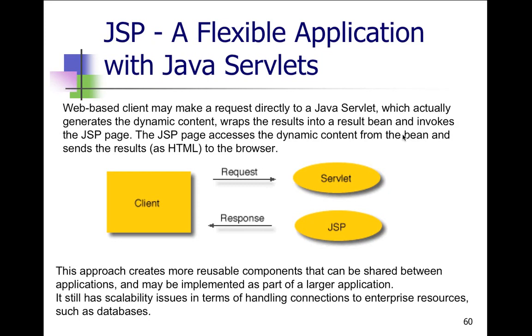Here's an example of a flexible application with Java servlets. So we have the client, we request to the servlet, and the JSP comes back with the response to the client. We break it out into separate JSP pages and separate servlets so that we can have the servlet do the work and use the JSP to deliver the content back to the client. This is what you're going to be doing in one of the assignments that we have for this class.